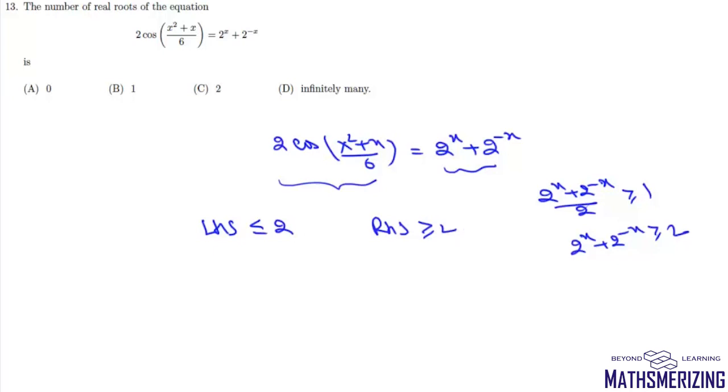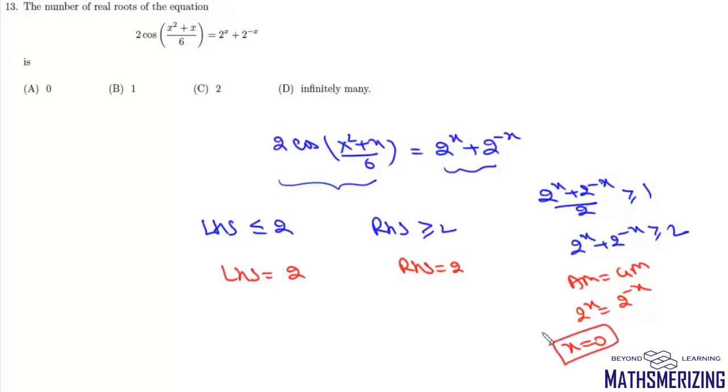Now this equation can only have a solution when left hand side is 2 and when right hand side is also 2. Now we know that right hand side will be 2 when AM is equal to GM. And if AM is equal to GM, then both the numbers will be same. So 2 to the power x must be same as 2 to the power minus x. So that means from here we'll get the value of x as 0. So right hand side will be 2 when the value of x is 0.